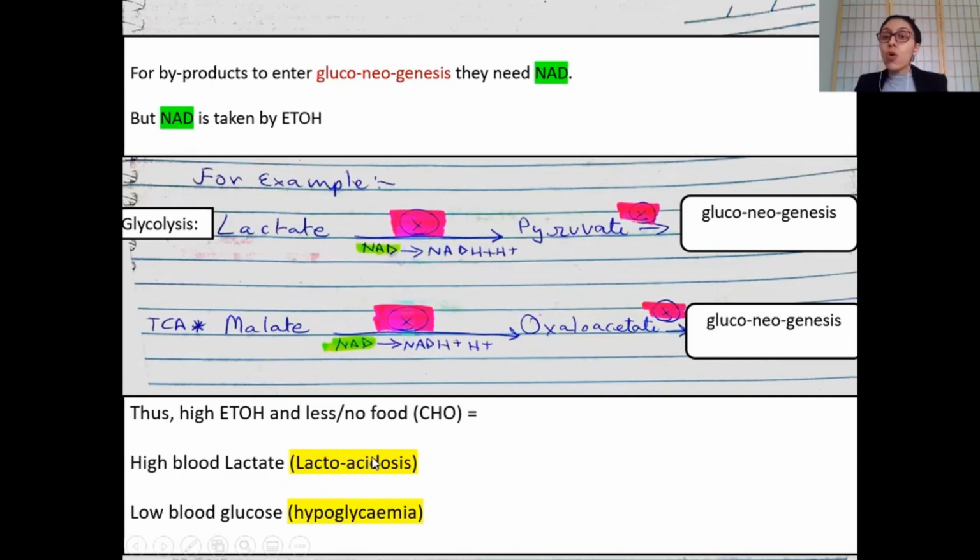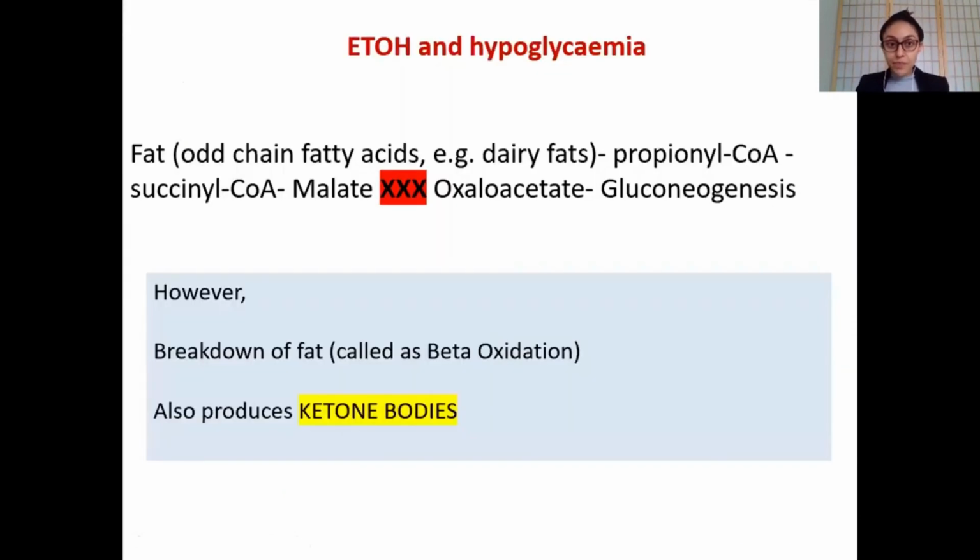This causes lactoacidosis. Lactoacidosis meaning you have high risk of having abdominal cramps, nausea, bloating. We'll talk about the symptoms later, but basically remember, you have lactoacidosis, high lactate in the blood. All right, of course, you still have hypoglycemia because you're not producing any glucose. All right, so I hope this makes sense.